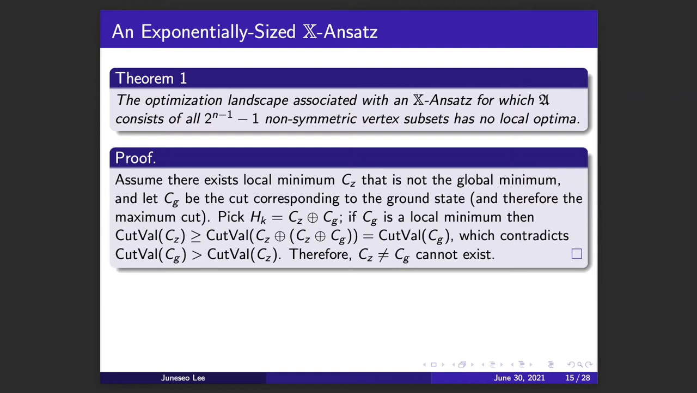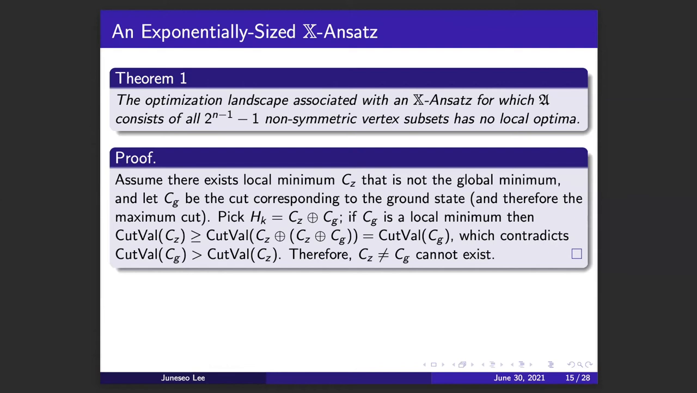Now assume that there exists some local minimum CZ that is not the global minimum. And let CG be the cut corresponding to the ground state, and therefore the global minimum. Now since we have all non-symmetric vertex subsets in our ansatz, let's pick HK to be CZ XORed with CG. Then from the observation before, if CZ is the local minimum, we have that the cut value of CZ is greater than or equal to the cut value of CZ XORed with any other ansatz element. In particular, we can choose that element to be HK.